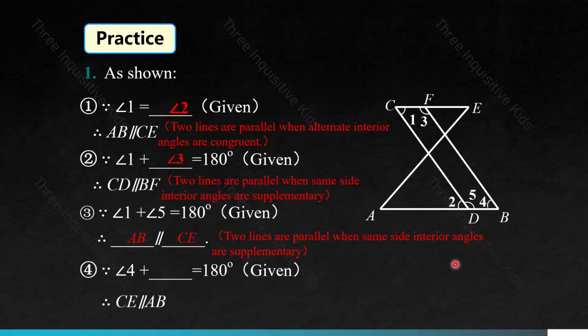Well, the only condition that uses supplementary angles is when same-side interior angles are supplementary, which means that angle 4 plus its same-side interior angle is equal to 180 degrees. And in this case, that would be angle 3 because it's CE and AB. And yes, although angles 4 and 5 are also another pair of same-side interior angles, here it's asking for CE and AB.